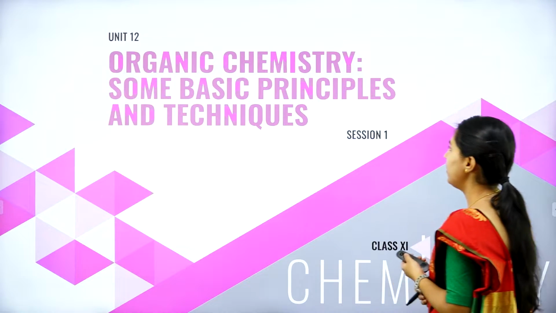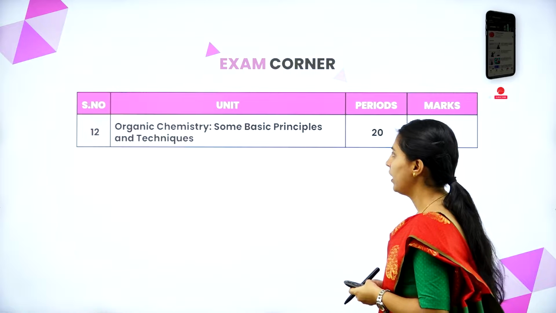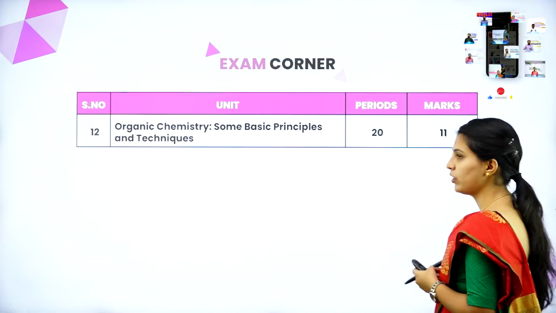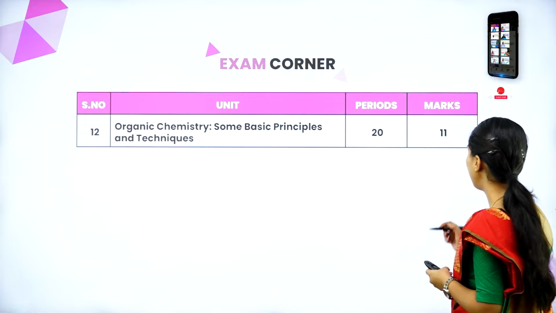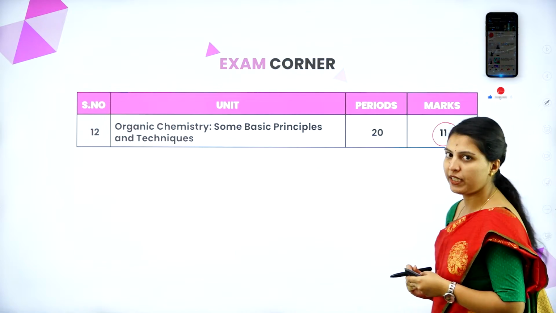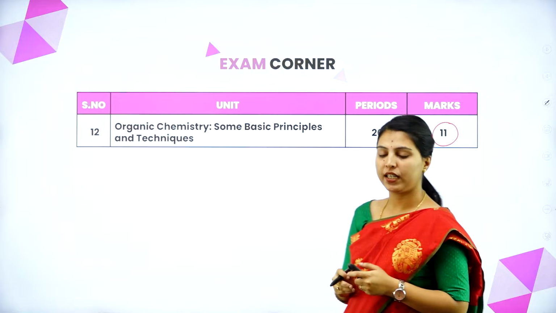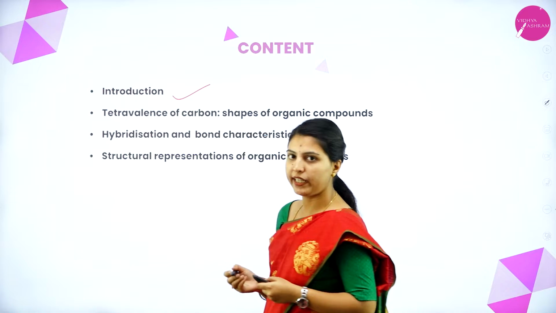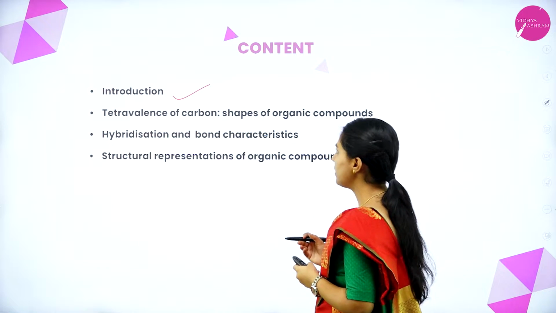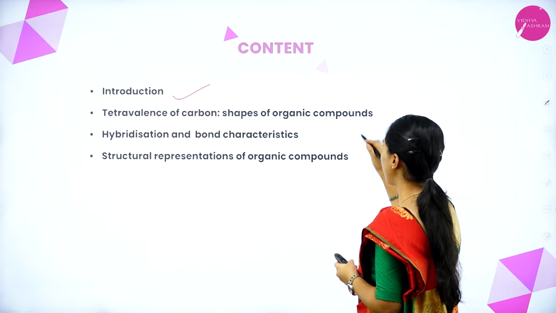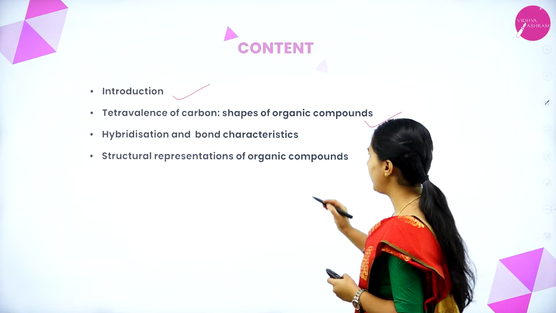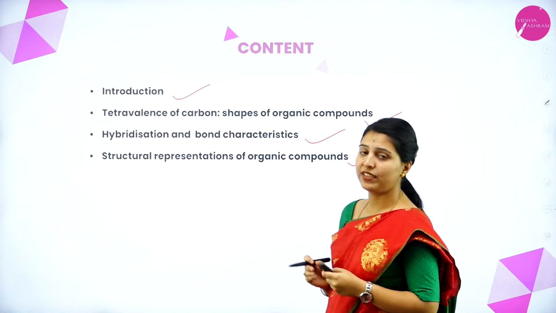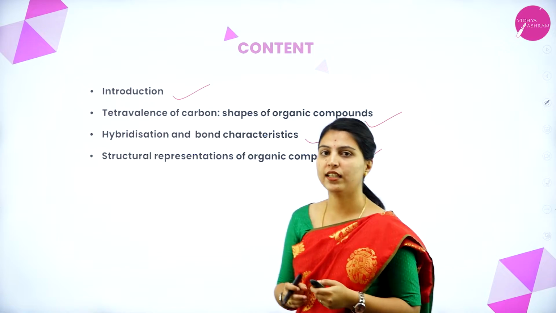Okay, in this session first we'll see the exam corner, that is organic chemistry, some basic principles and techniques. It needs 20 periods and the overall marks allotted by the CBSE board is 11 marks. Today we are going to discuss the general introduction of organic chemistry, tetravalency of carbon and shapes of organic compounds, hybridization and bond characteristics, and structure representation of organic compounds. These are the contents we are going to discuss in this session.